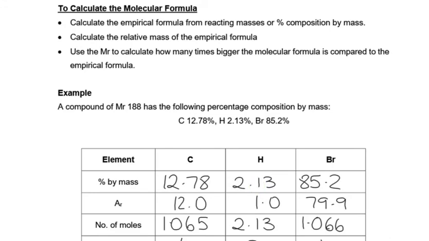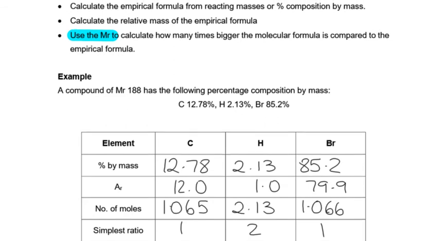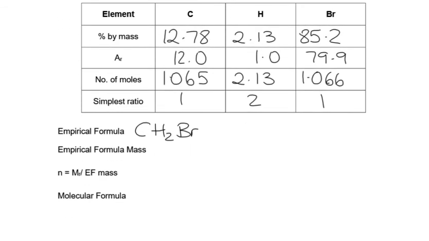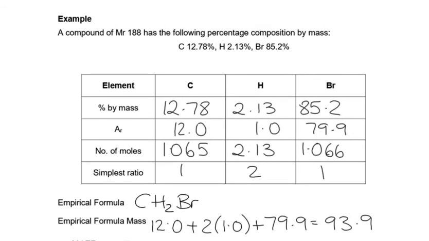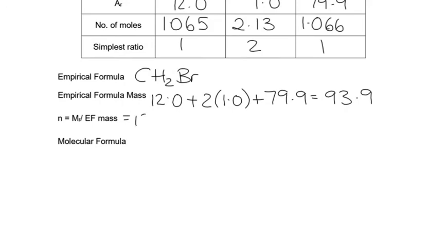If we know the mass of the whole molecule, we'll know how many times we need to multiply up to get the actual formula. So what we do is we add up the mass of this empirical formula. So 12, add 2 lots of hydrogen, add 79.9, and we get 93.9. And we see that in the question we were told that this had an Mr of 188. So we find out how many 93.9s there are in 188. There are 2, and we double everything in that formula.